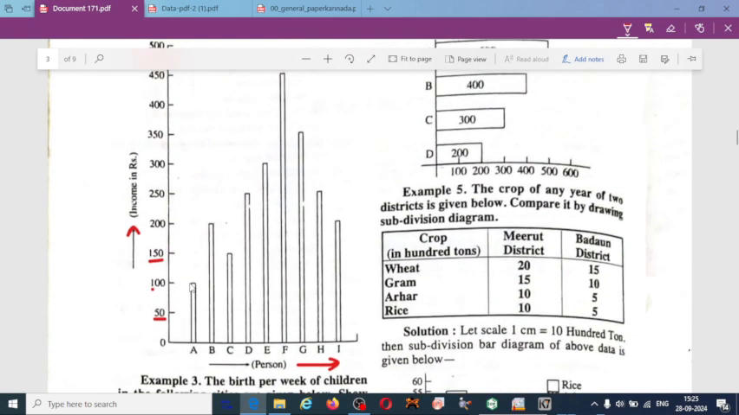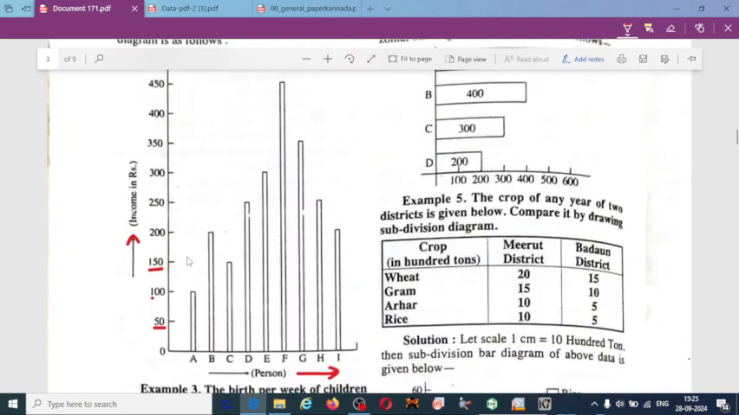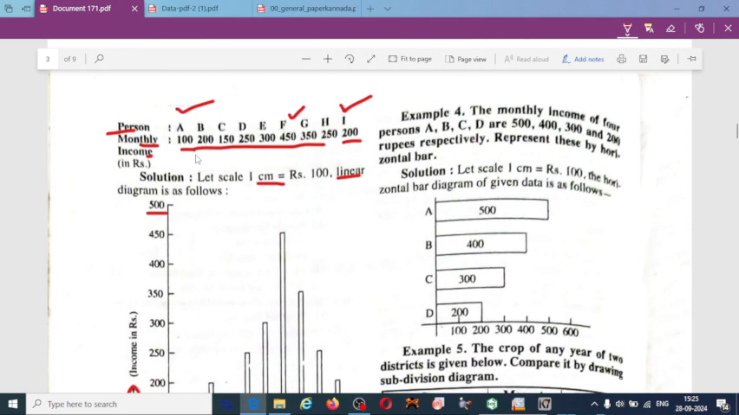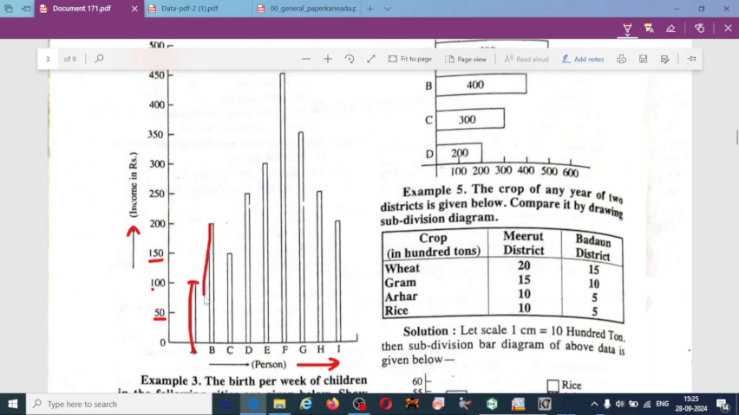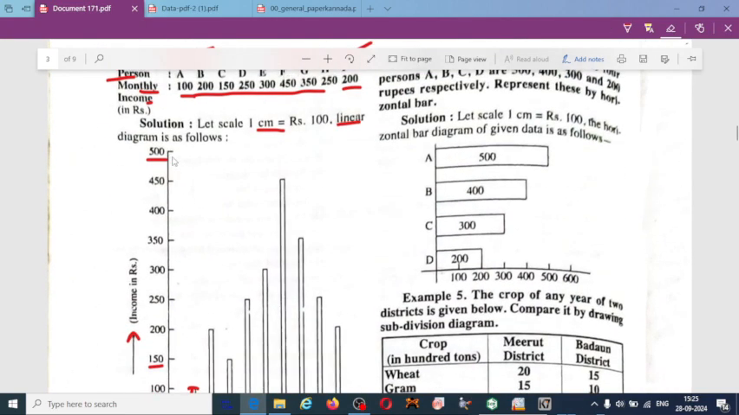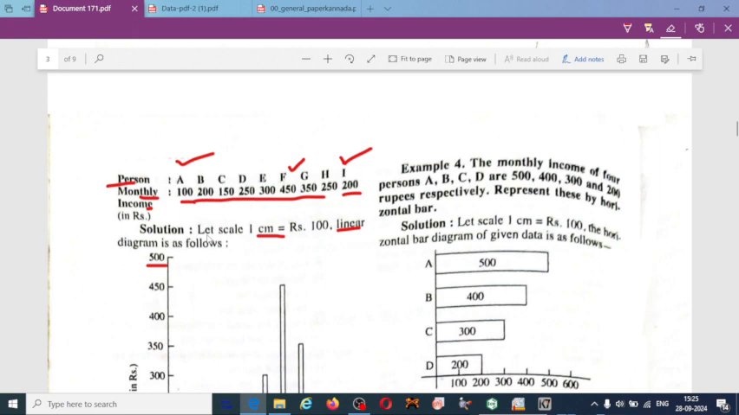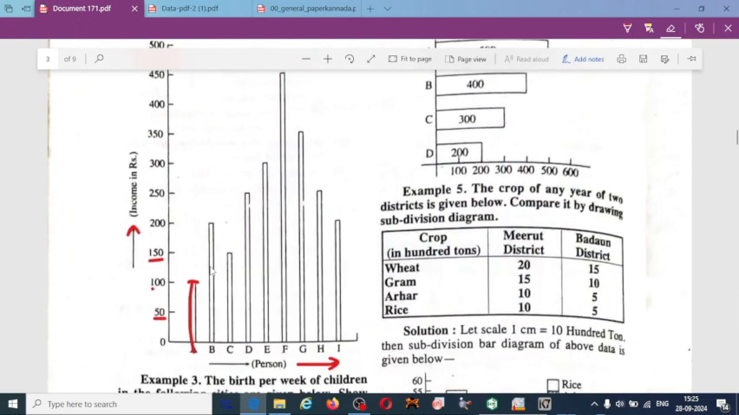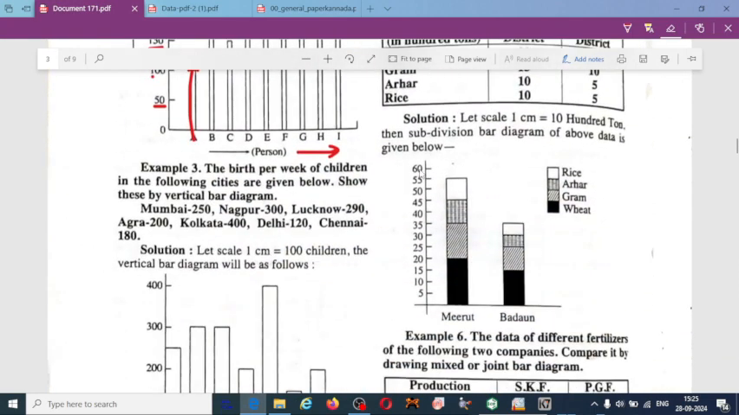Then A has an income of how much? 100. So you can mark up to here on the line graph. B's income is 200. Like that. C's income is 150. So like that, first represent the given data, whether it may be one dimensional, two dimensional or three dimensional. Another example. These are the simple examples I am giving, then you can solve the complicated ones.